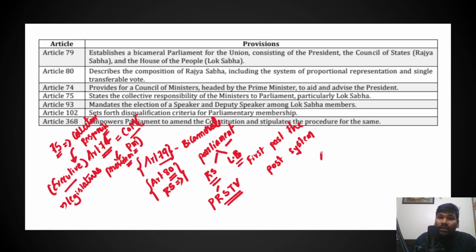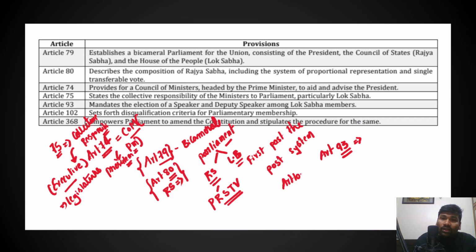And similarly, another very important article, Article 93 of the Indian Constitution, and this article talks about the office of the Speaker and the Deputy Speaker, and it also mandates election of the Speaker and Deputy Speaker from among the members of Lok Sabha.